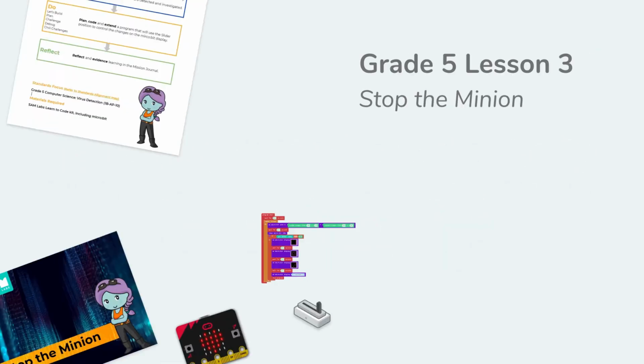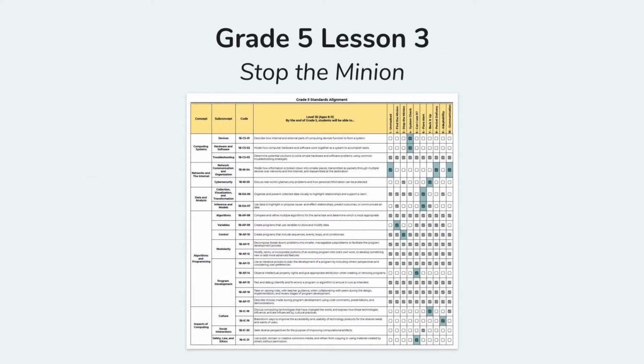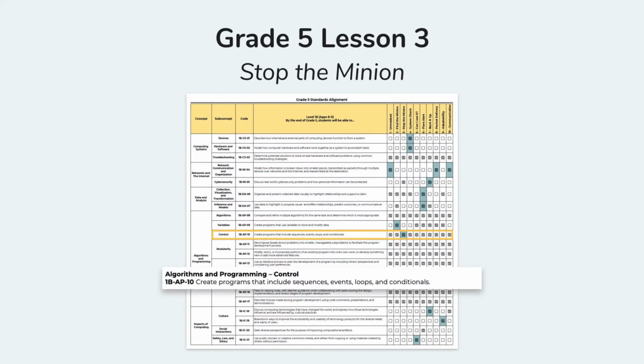In this video, we're going to run through a lesson from our Learn to Code course kit. We've chosen Lesson 3 from 5th grade called Stop the Minion. This lesson is aligned to the computer science objective, create programs that include sequences, events, loops, and conditionals from CSTA 1B-AP-10. We will show you how this objective is unpacked throughout the lesson.